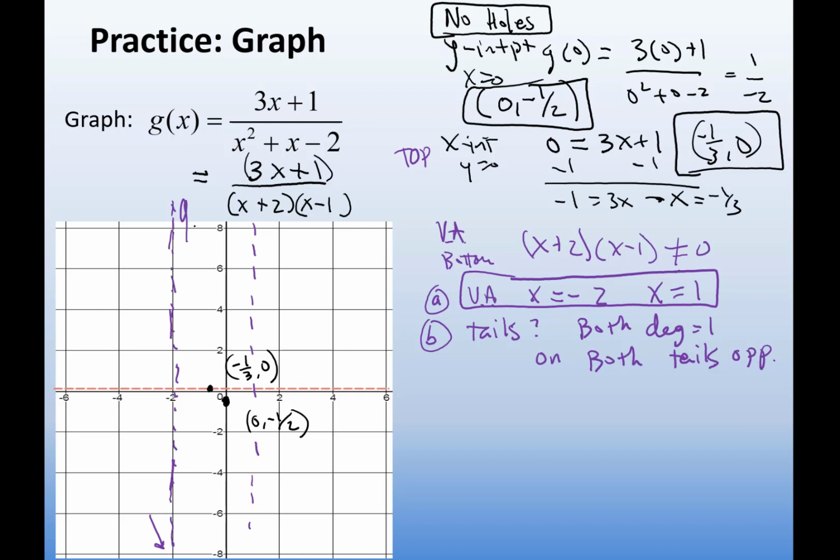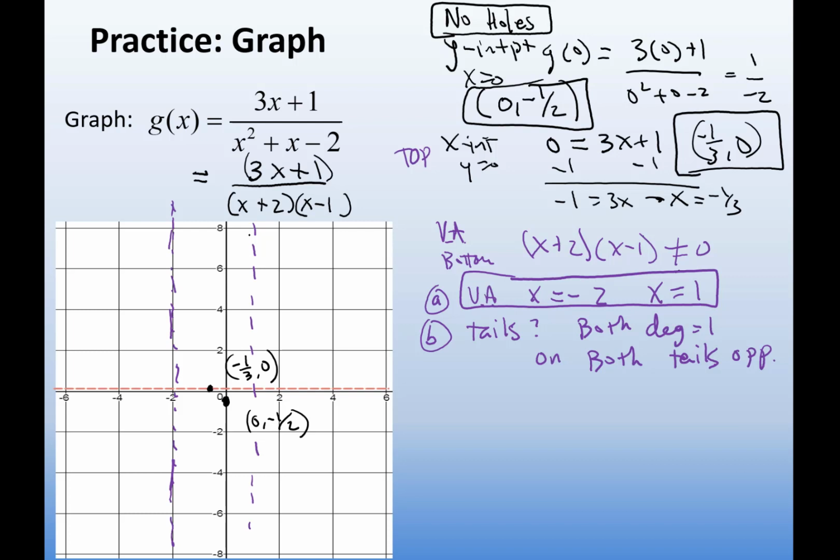So if I know at -2 this tail is up, then on this one, this tail is going to have to be down, and this tail is going to have to be up, or vice versa. On this asymptote at 1, I've got a tail up or tail down. I don't have all the details yet, but we have other clues that are going to help us figure out these tails. But we know they go on each opposite asymptote in opposite directions.